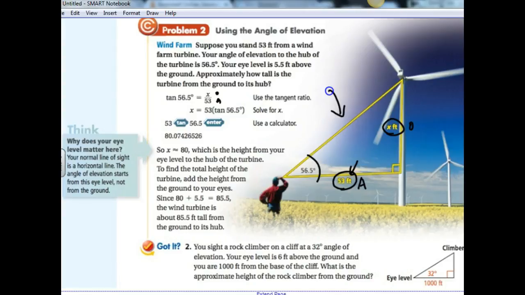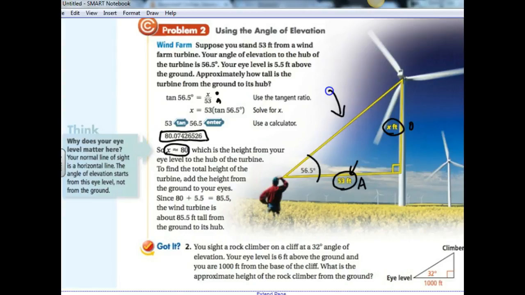Now, if you want to find out what x is, you're simply going to take 53 and multiply it by the tangent of 56.5, and load that into your calculator. What's going to end up happening is you're going to end up with 80.07426526, and so pretty much it's approximately 80.